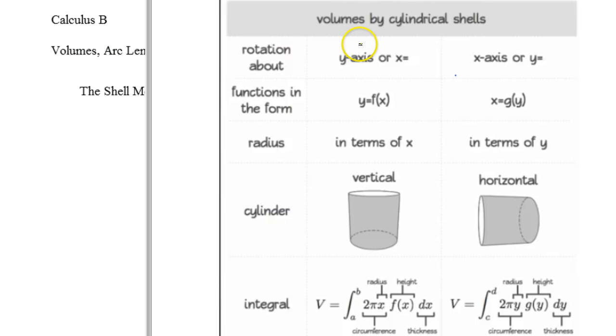Basically we're going to find volume by cylindrical shells, and what we're going to do is rotate about the x-axis or y equals. When our formula is in y equals form, we're probably going to be rotating it. Now here's the thing though: I need to get the function into x equals something in terms of y. My radius will be in terms of y, my cylinder will look like this, and here's what the actual integral is going to look like. So I'll type this out so that we're ready to work with it.